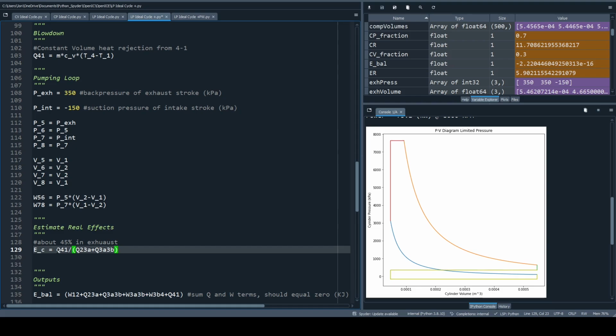But basically, we're going to look at the Q out from 4 to 1, and we're just going to divide that by the total Q in during our 2 combustion phases. So this isn't going to change any of our results further down, but this E sub C will actually tell us how much energy is lost. So if we were to, for example, build a Sankey diagram for our engine, this is how we would know the energy lost to exhaust.